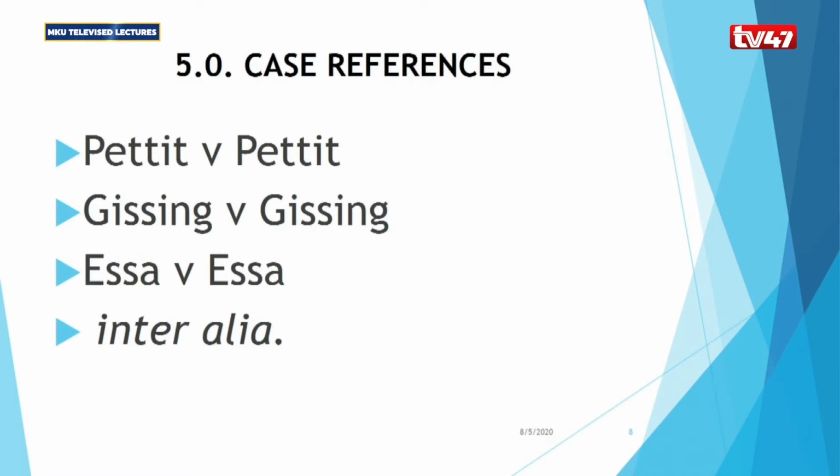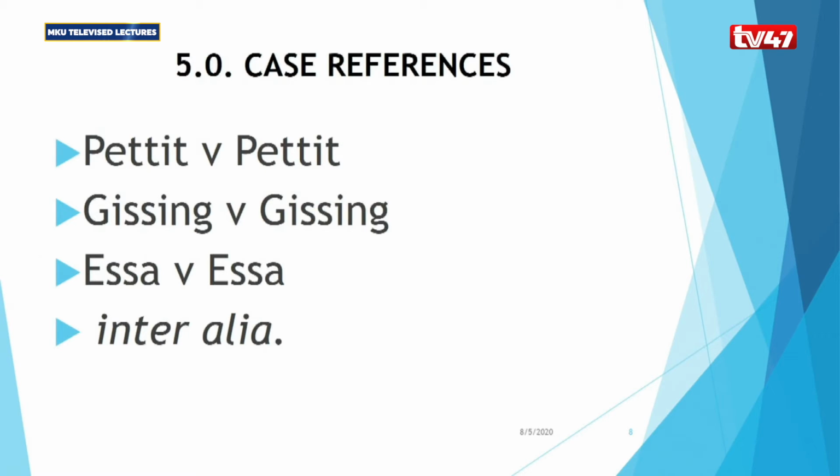Cases in an adversarial legal system are products of disputes between parties. And this therefore means that courts of law, especially following the realist school, legal realism, have judicial authority under Article 159 of the Constitution. They have the judicial authority to pronounce law.